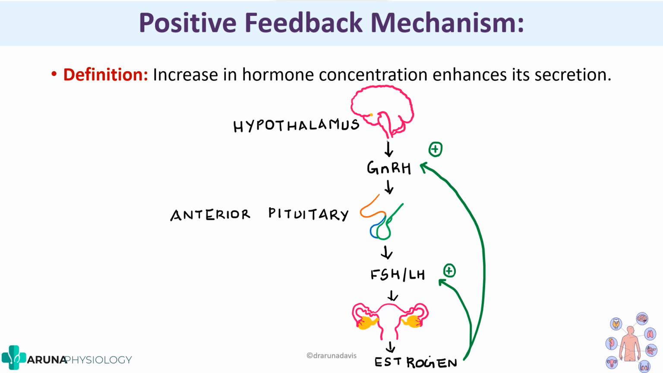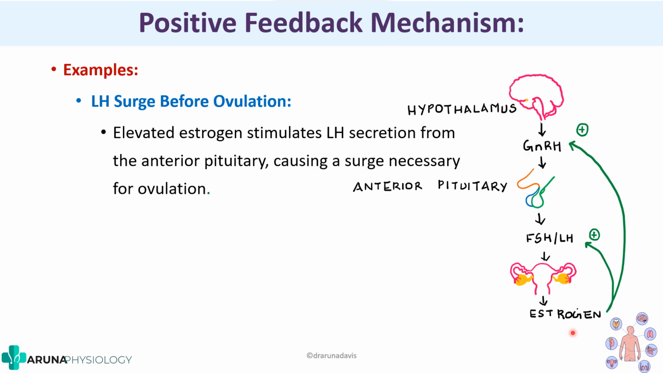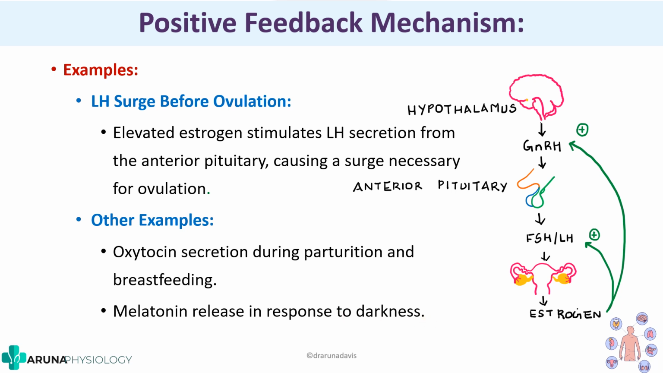As I said, negative feedback is more common, positive feedback is quite rare. So it's very important to know the examples of positive feedback mechanism. The first one, as I just mentioned, is the LH surge before ovulation. The elevated estrogen will stimulate the secretion of LH from the anterior pituitary, causing the surge necessary for ovulation. The other examples are oxytocin secretion during parturition and breastfeeding. That also is a positive feedback mechanism. Similarly, melatonin release in response to darkness. There also we've got a positive feedback mechanism. Examples of positive feedback are very important.